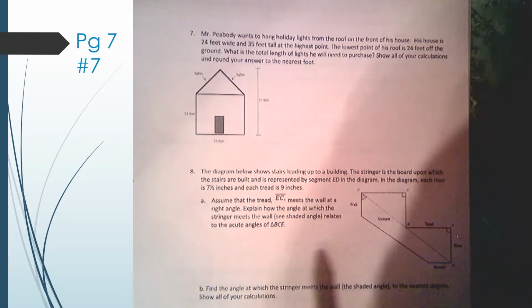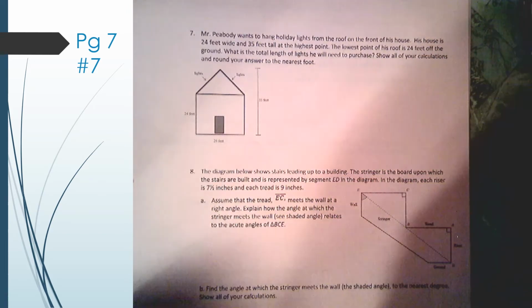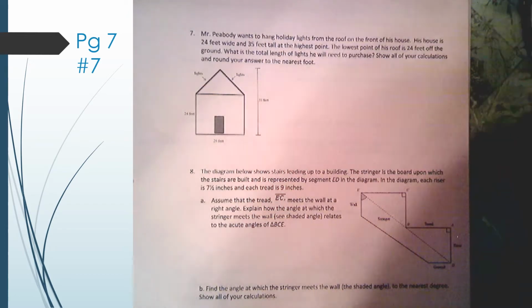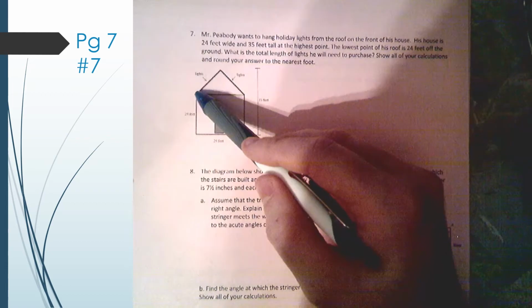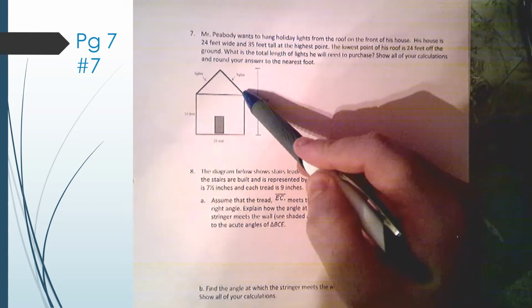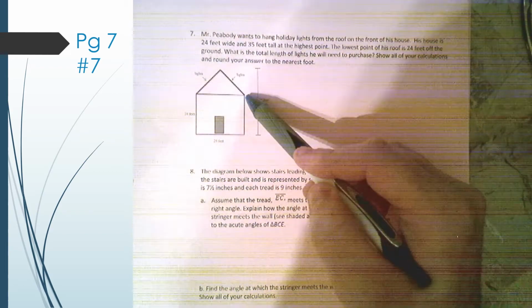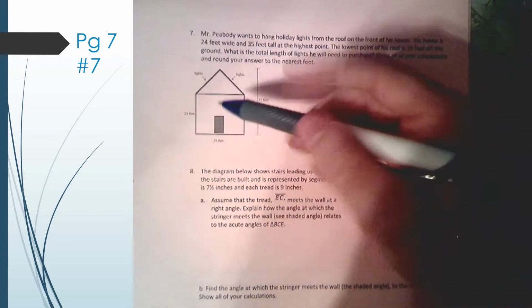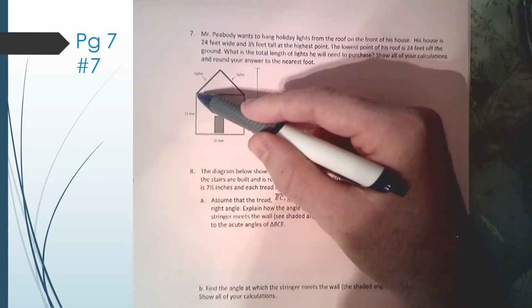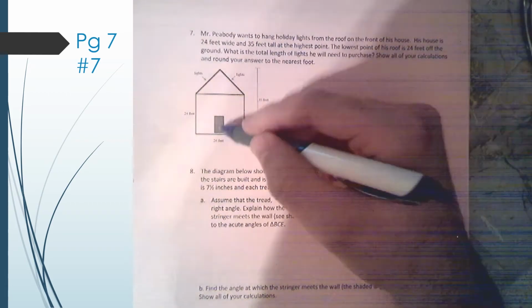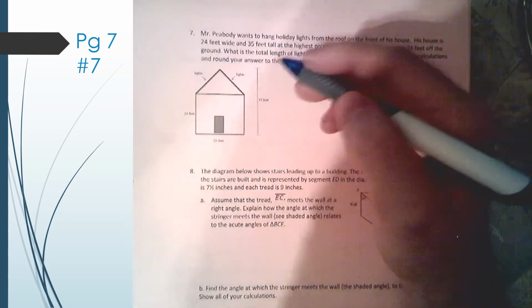So luckily they were nice enough to draw and label most of the stuff. Now they tell us that the only place we're going to be putting lights is on these two spots. So he's only going to do it there and there. The height of his house is 24 feet. The full length, if I went from the bottom to the top, is 35 feet.